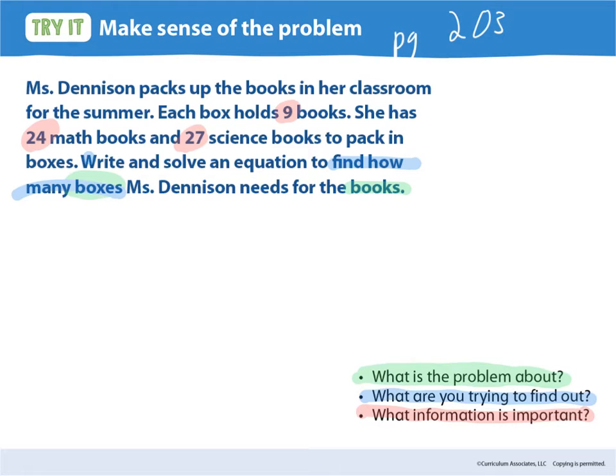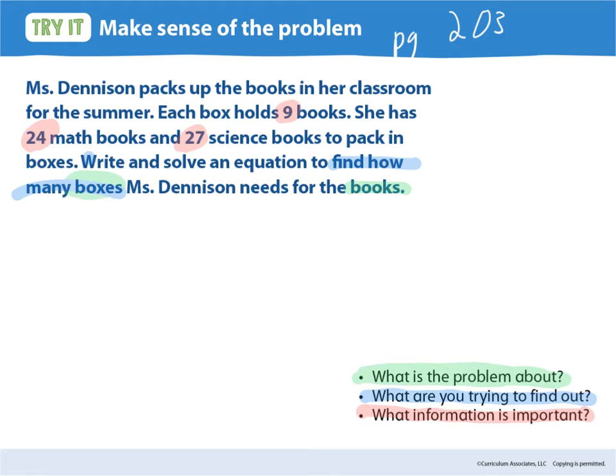We've got all the important numbers here. Okay, so she's got 24 math books, 27 science books. She's going to put them into boxes that hold 9 books. How many boxes does she need before she can head to the beach and take her books with her? Because why not?